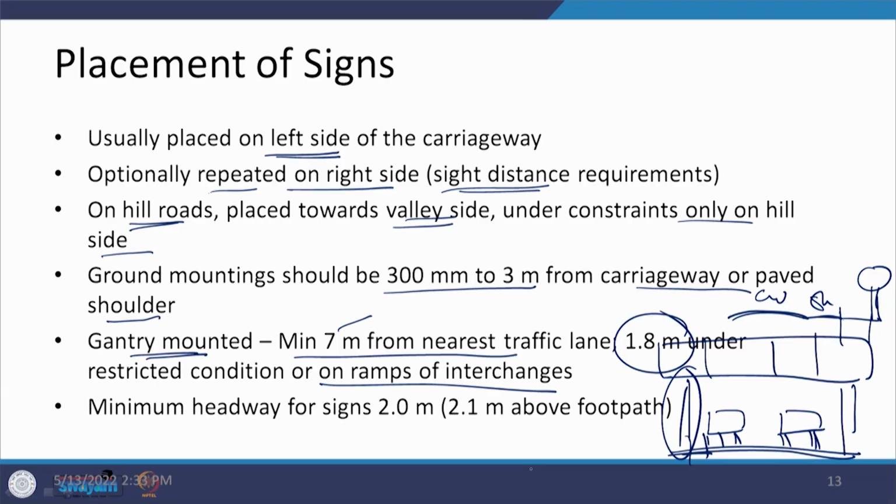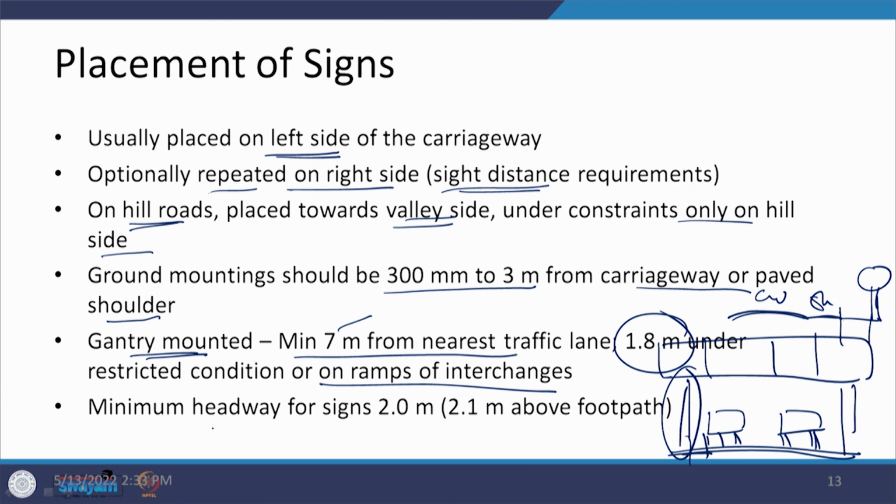And this is also to be utilized in those cases where you have the interchanges or the ramps or the elevated systems where the entry and exits to the elevated corridors are there. So, on those particular locations also the distances are going to be reduced.